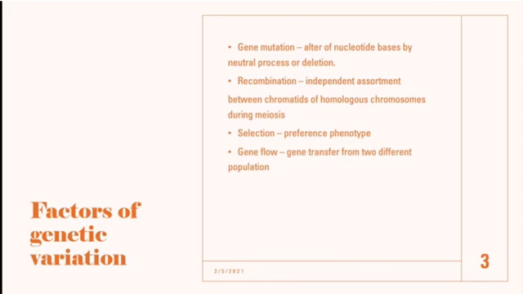Factors of genetic variation: gene mutation, recombination, selection, and gene flow. Gene mutation is the alteration of nucleotide bases by natural process or deletion. Recombination is by independent assortment between chromatids of homologous chromosomes during meiosis. Selection is the preference for a phenotype. Gene flow is gene transfer between two different populations.